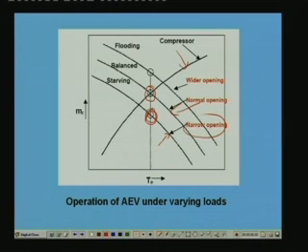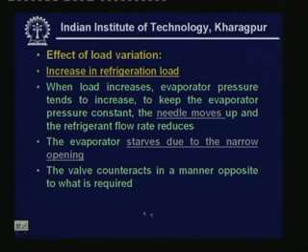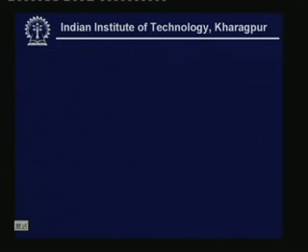So you are supplying less and you are taking out more from the evaporator. So the evaporator starves. So you have the starving condition now. Actually this is opposite to what we require, because when the load increases we want the refrigerant flow rate to increase, but unfortunately in this valve the opposite thing happens, mass flow rate reduces so that evaporator pressure is maintained.